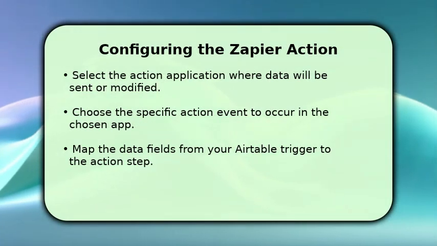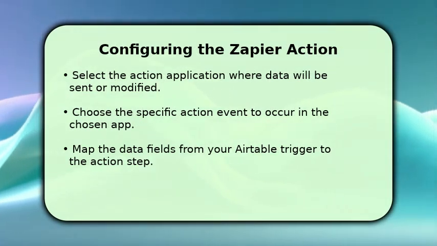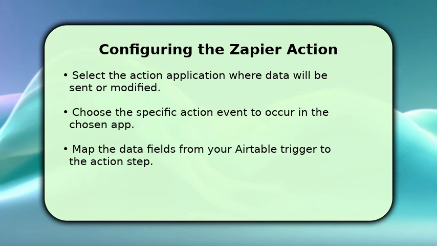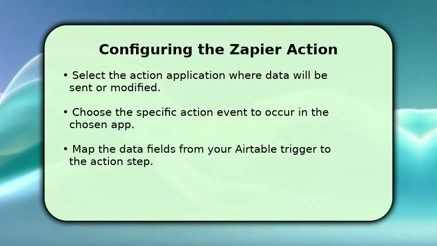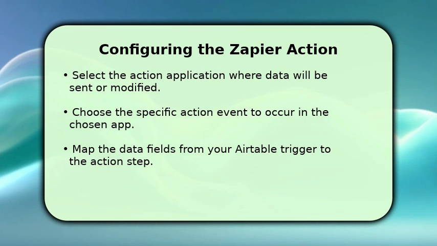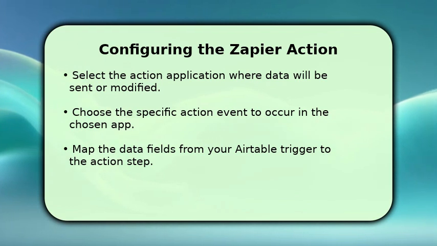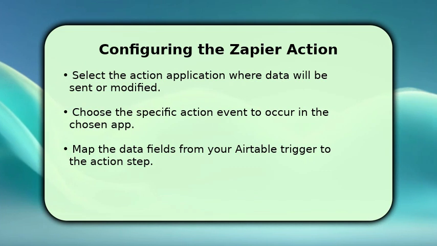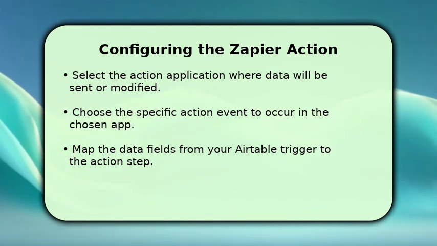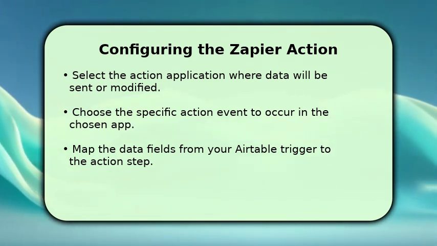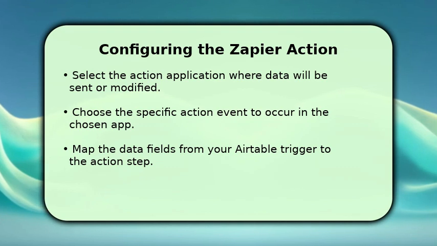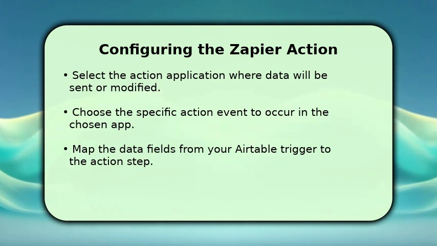Now, let's configure the action step of your Zap. This is what happens after your trigger event occurs. You'll select the application where you want the data to go or what you want to happen. For example, you might choose Airtable again to update a record or another app entirely. Then, map the data from your Airtable trigger to the corresponding fields in your action step, ensuring all information transfers correctly. This step is crucial for a successful automation.